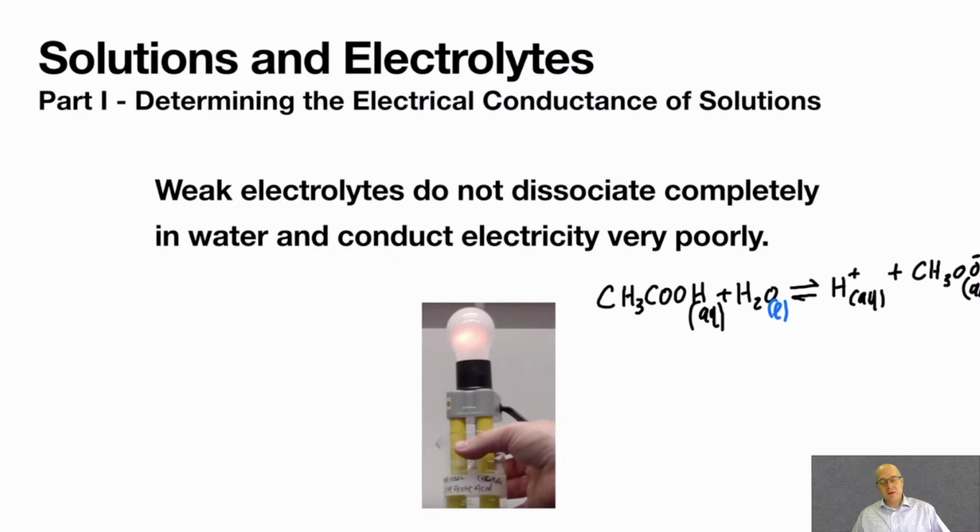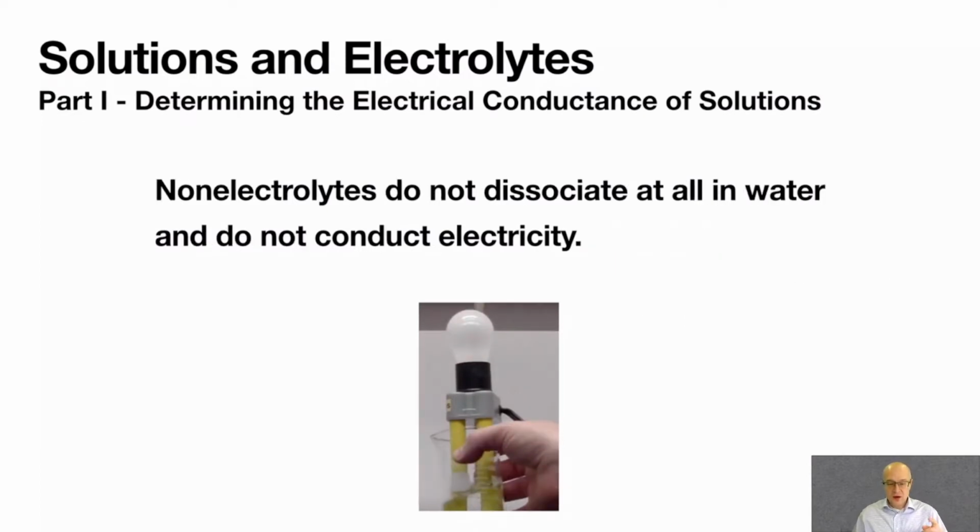So in this experiment, if you see some solutions make this light light up brilliantly, that's a strong electrolyte. If it lights up weakly, if the light is dim, that's a weak electrolyte. And there are also non-electrolytes, which when you submerge the electrodes in water, like you do down here, nothing happens. The light doesn't turn on, not because it's unplugged or anything, but because the solution underneath those electrodes doesn't conduct electricity. And that's how we're going to determine whether a solution contains strong or weak electrolytes.